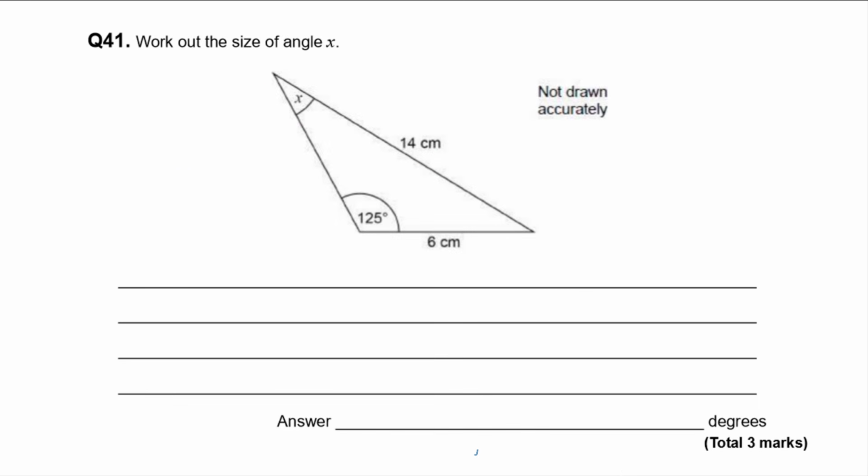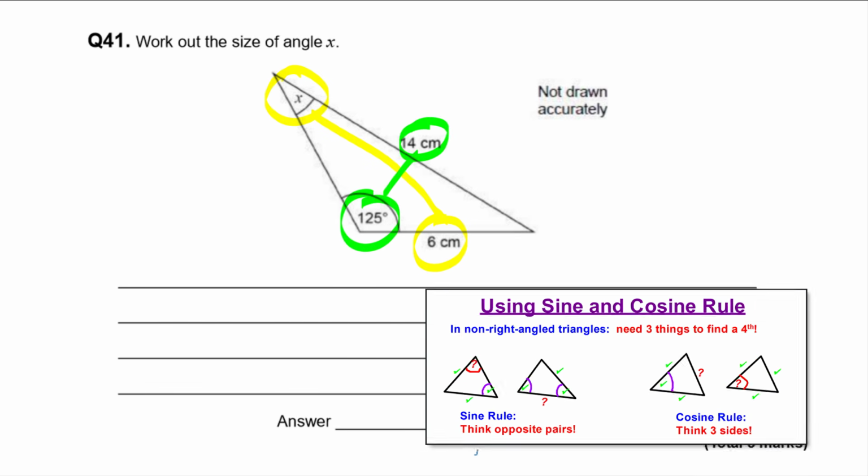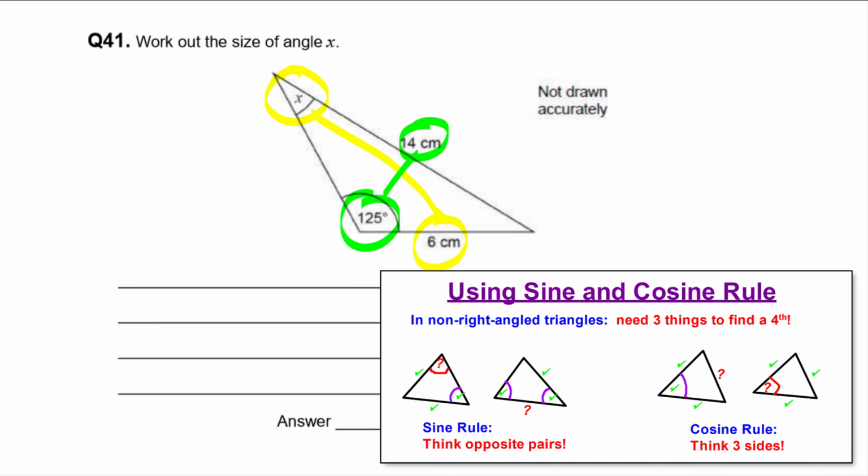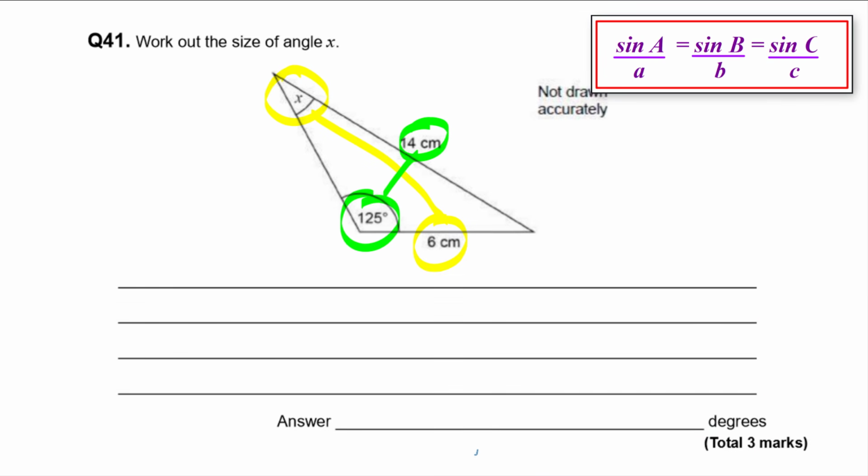Okay, question 41. Again, we've got opposite pairs going on here, haven't we? Look, this one matches up with this one. This one matches up with this one. So again, if you're picking between sine rule and cosine rule, then you know this is going to be a sine rule question, isn't it? Because it's about opposite pairs, and cosine rule isn't. Cosine rule is about three sides. We'll talk about that when one comes up.